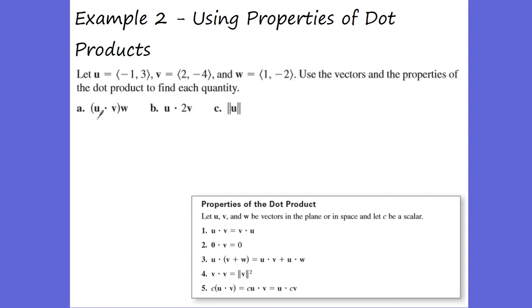In this one we have u dot v. So I'm going to take u dot v. I take -1 times 2 plus 3 times -4.